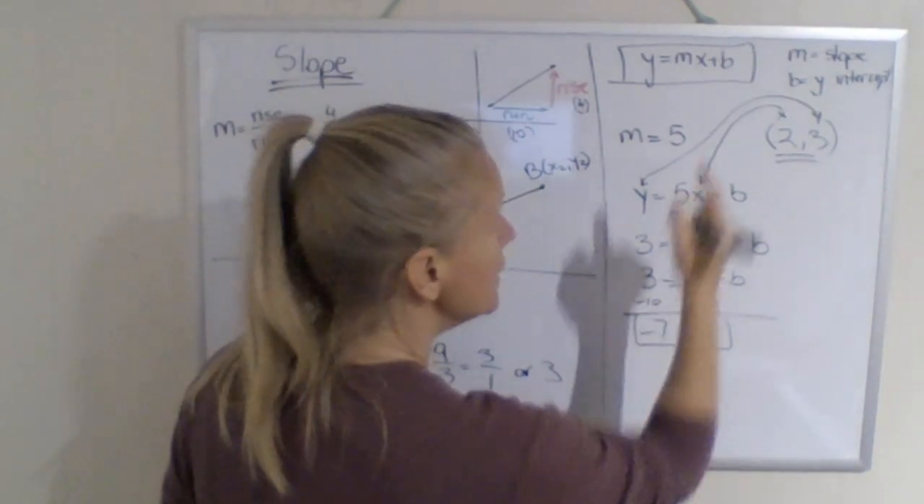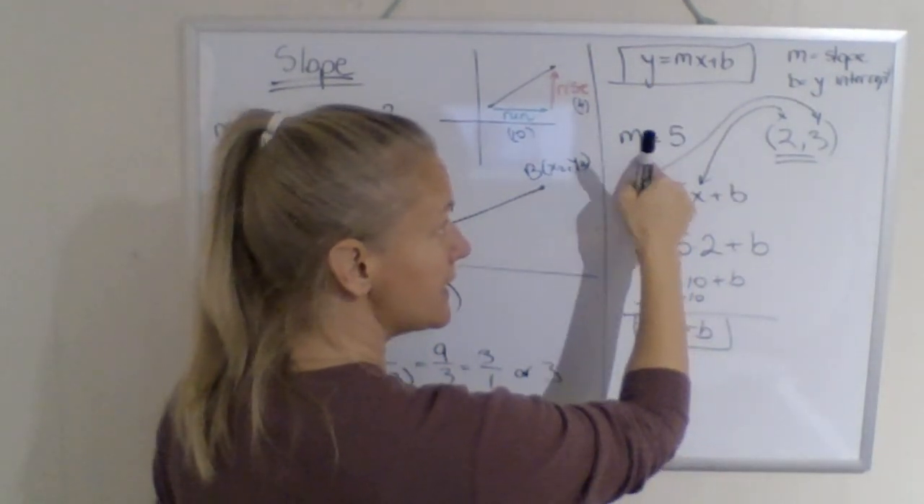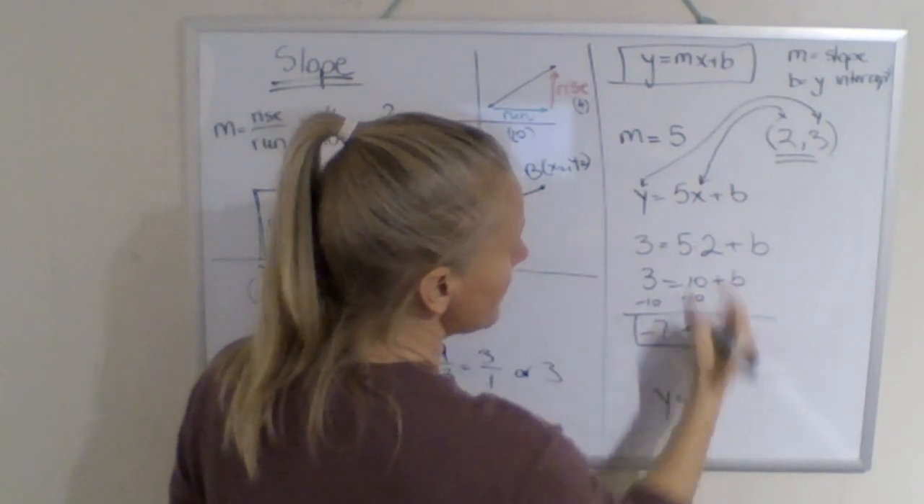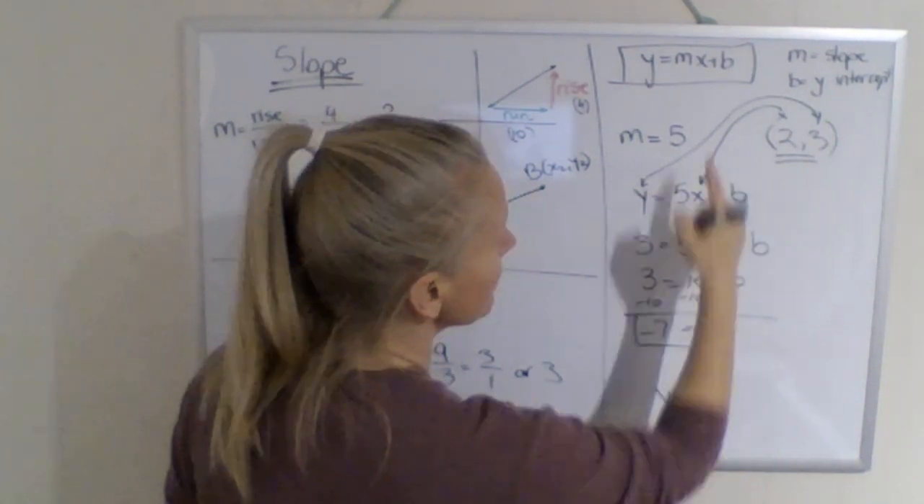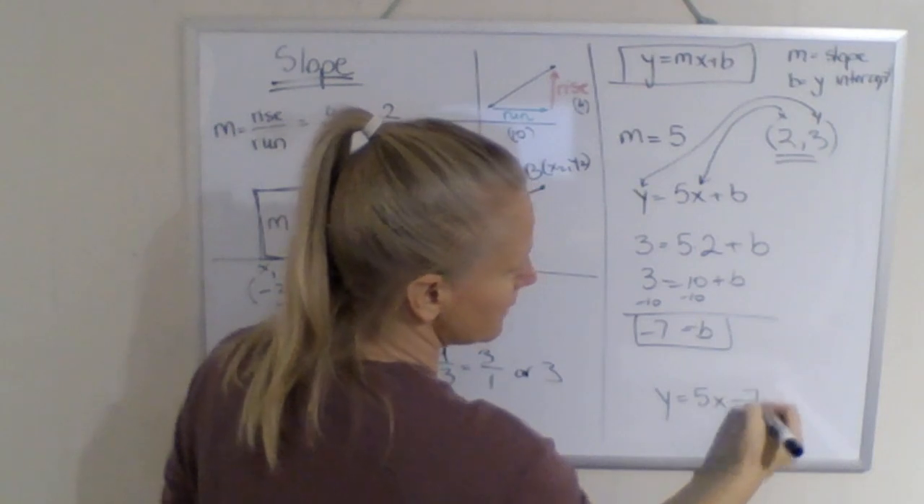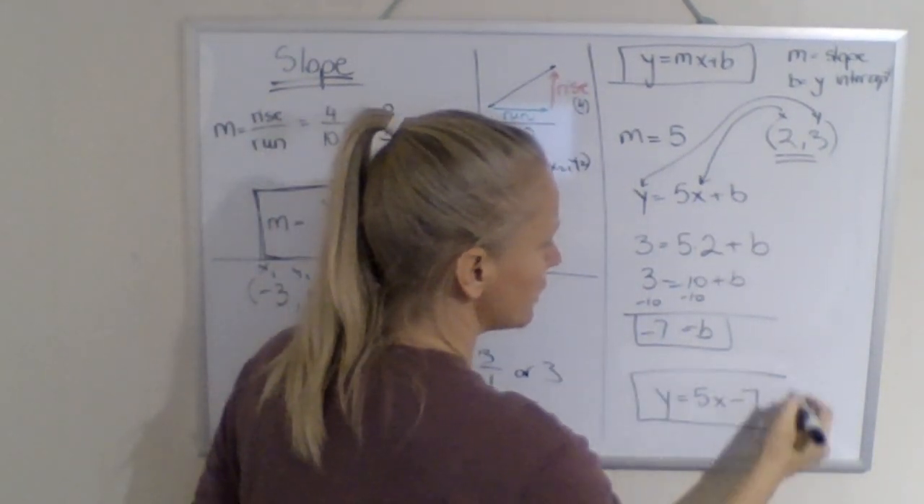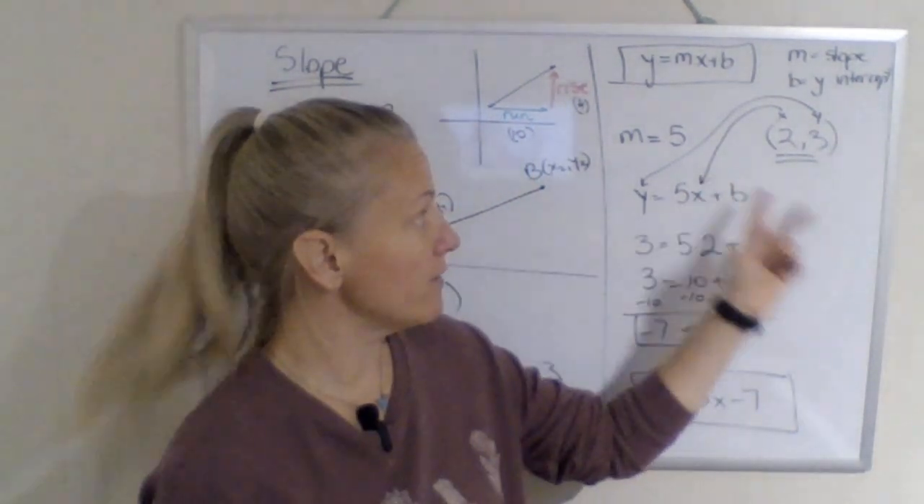My final answer, the equation of a line that has this slope and goes to that point, is y equals 5x, I know the slope, plus b, which b is minus 7. You can write plus -7 or minus 7. And now I have the equation of a line. So there's 2 steps when you have a problem like this.